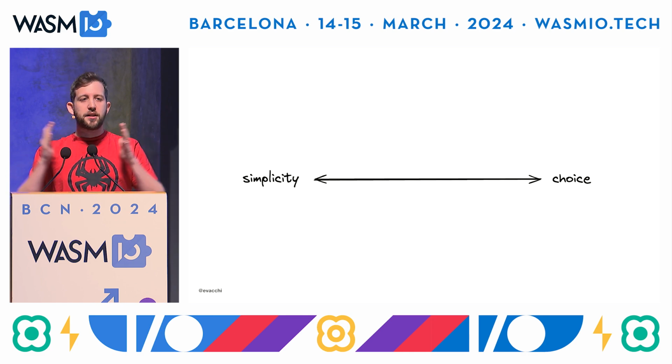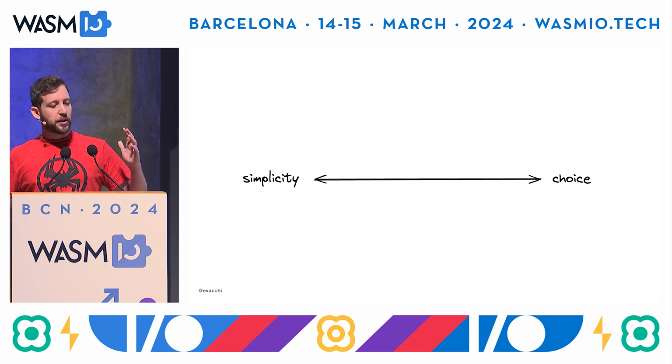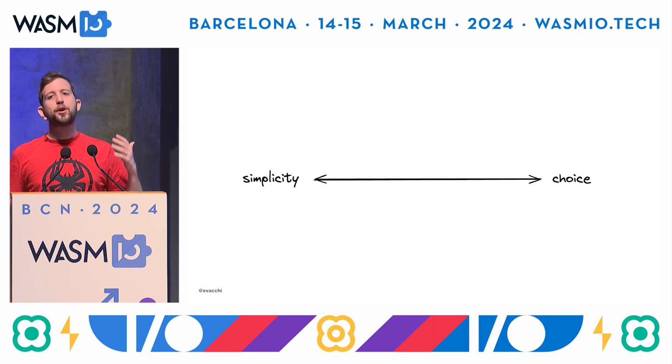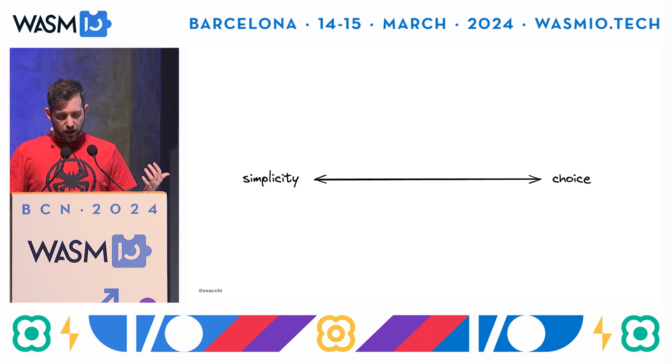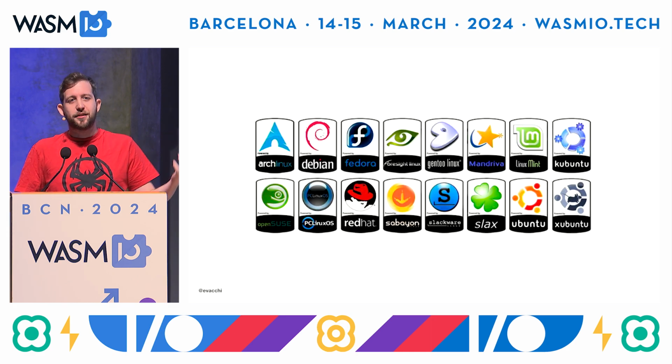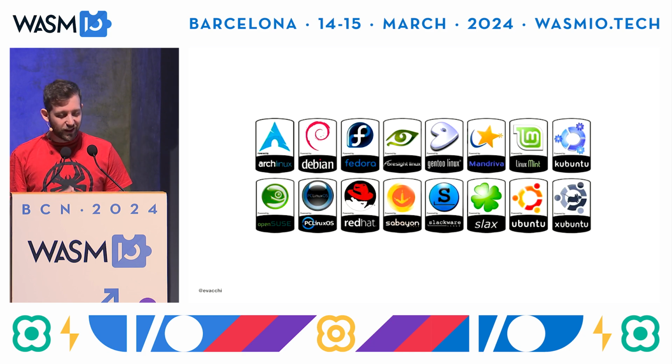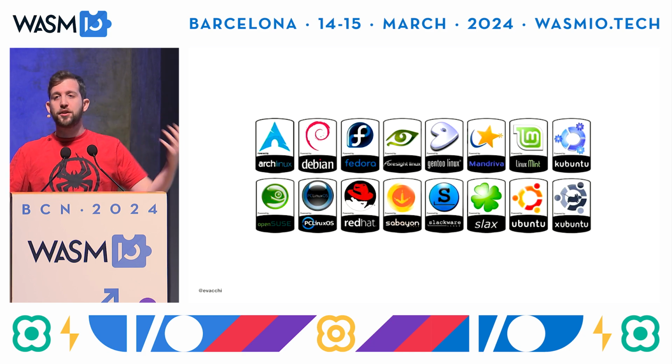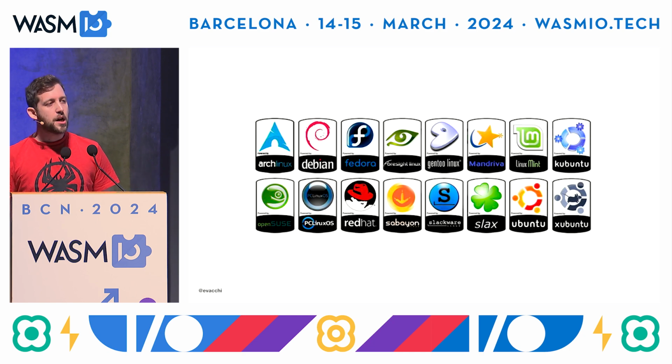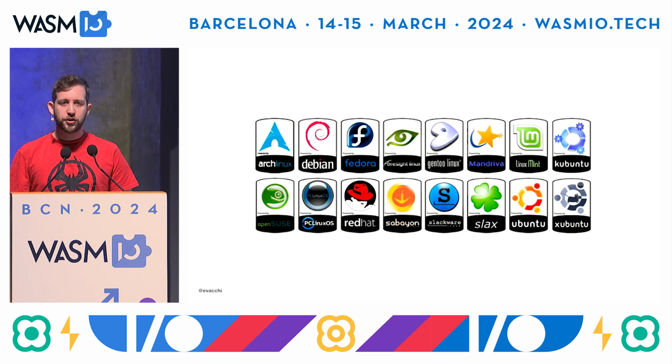Simplicity and choice, it's kind of a spectrum, right? But at the extremes, you cannot really be simple if you have too much choice. And if you have too much choice, you're really not that simple. So think of, in the past or present, these are old logos, but these are all the Linux distributions. There's a lot of choice, and so it can be confusing for end users.